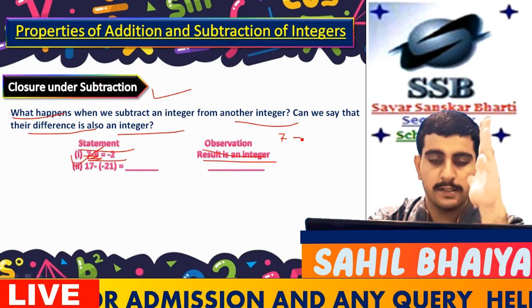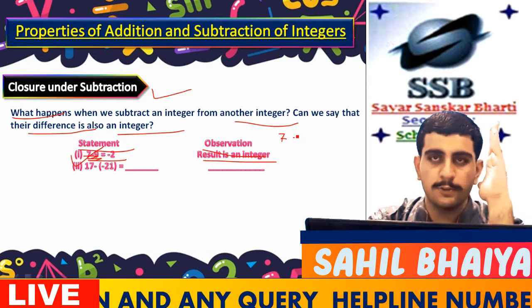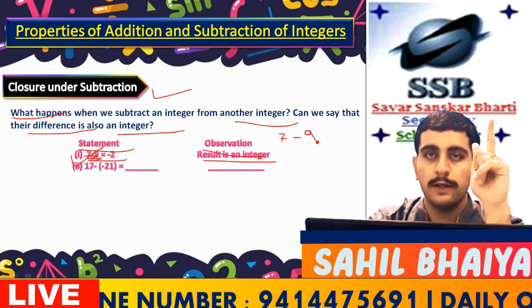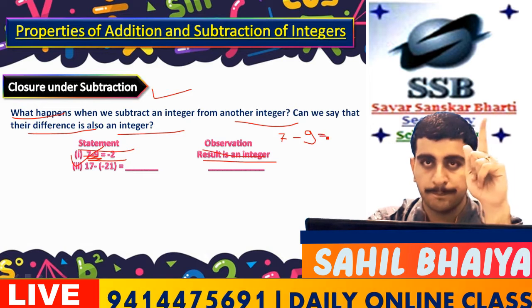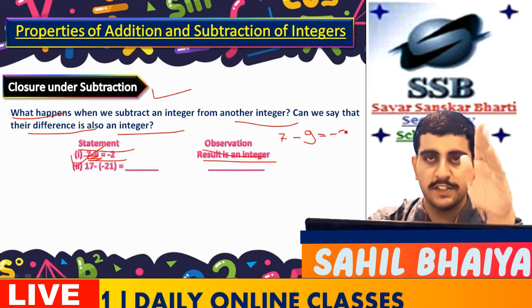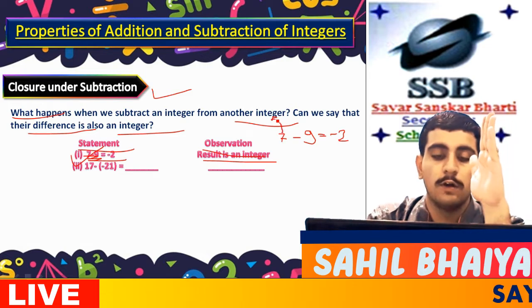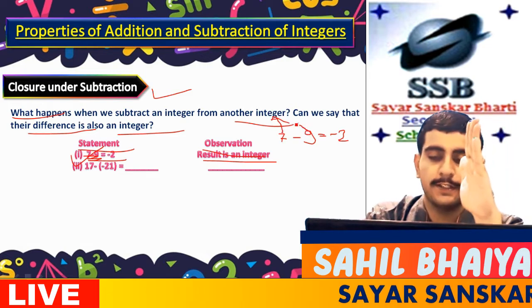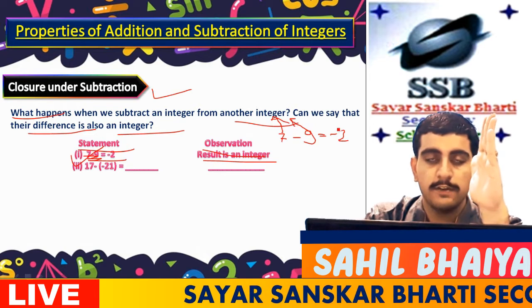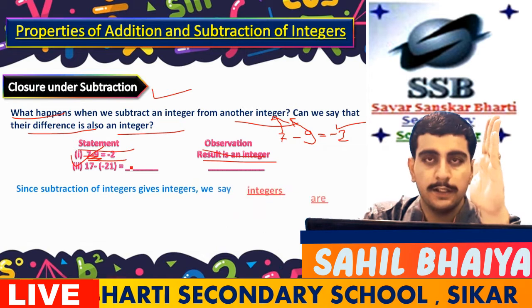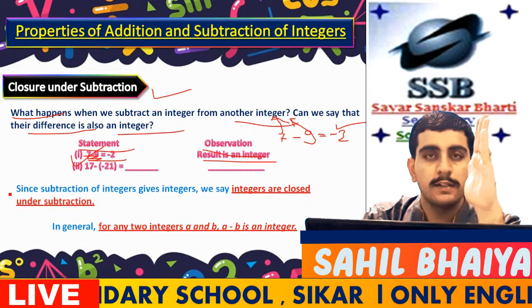Now 7 minus 9 equal to minus 2. This is also an integer. It means this is true. And the second part you have to solve. You have to check, is it true or not? You can pause the session and then check it. After it, continue the session. Now, since subtraction of integers gives integers, when we subtract two integers, we again get an integer. It means integers are closed under subtraction.